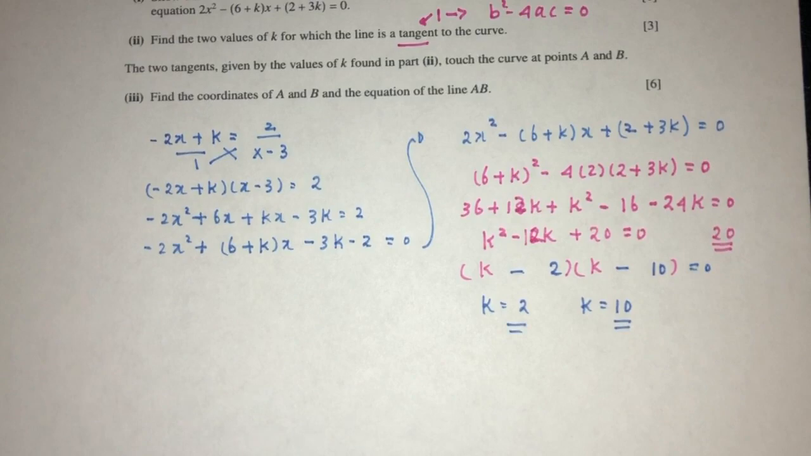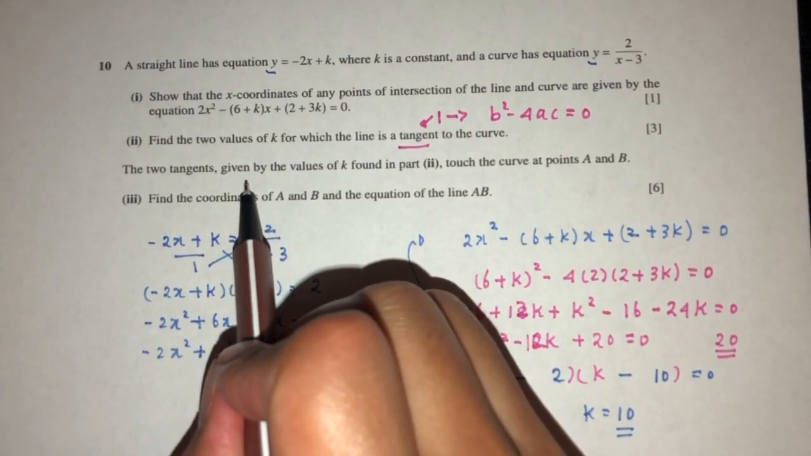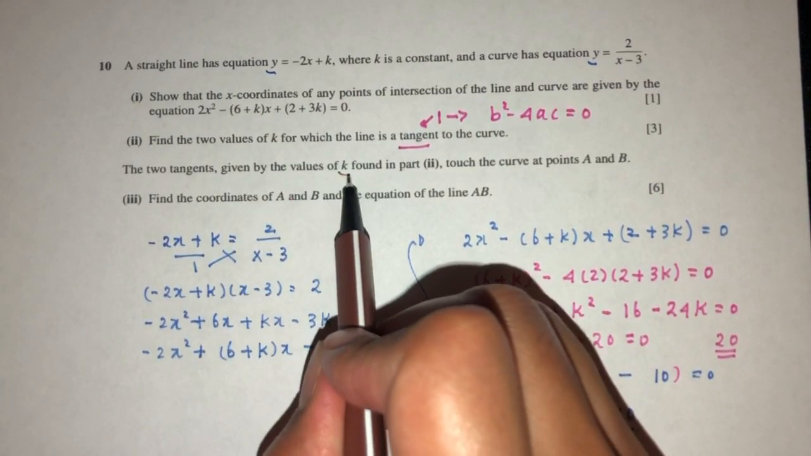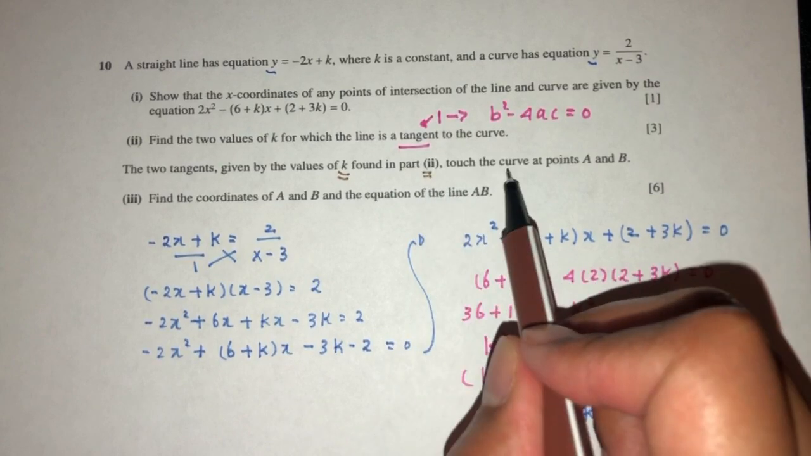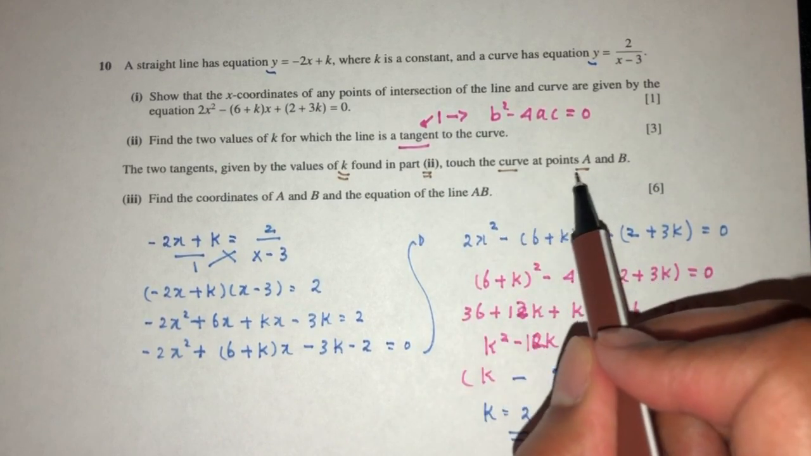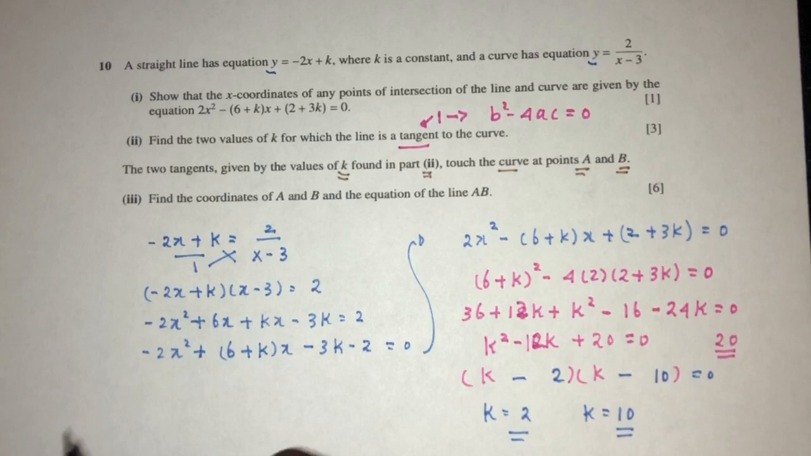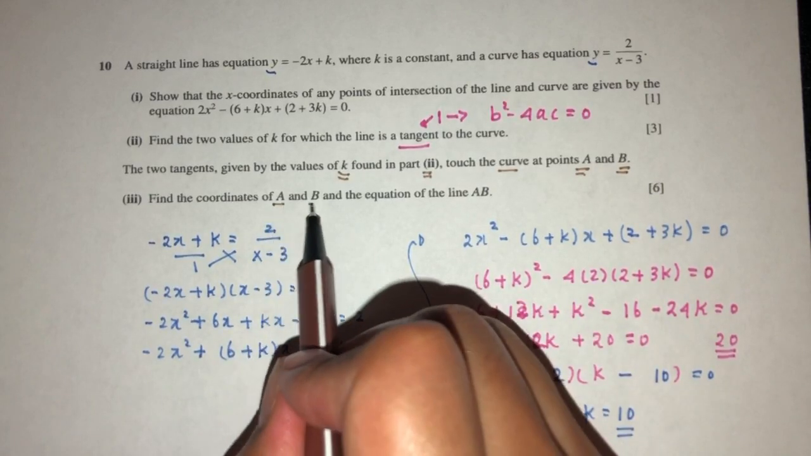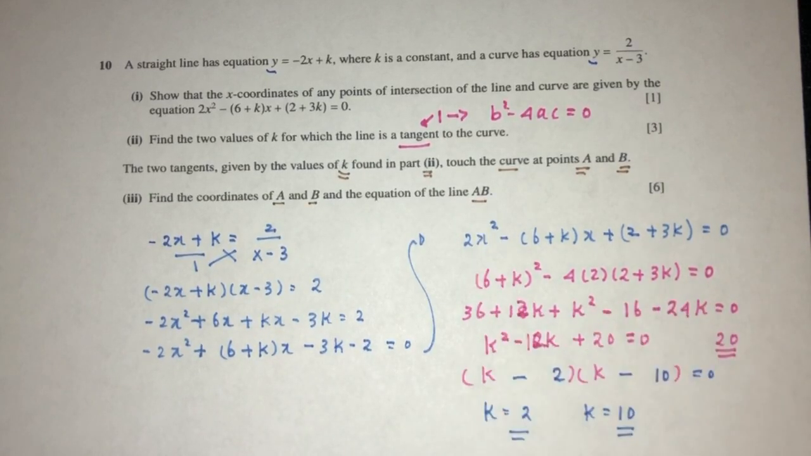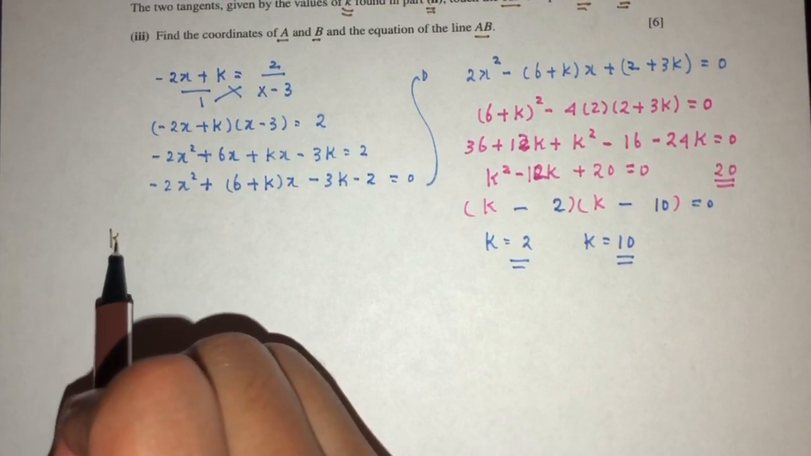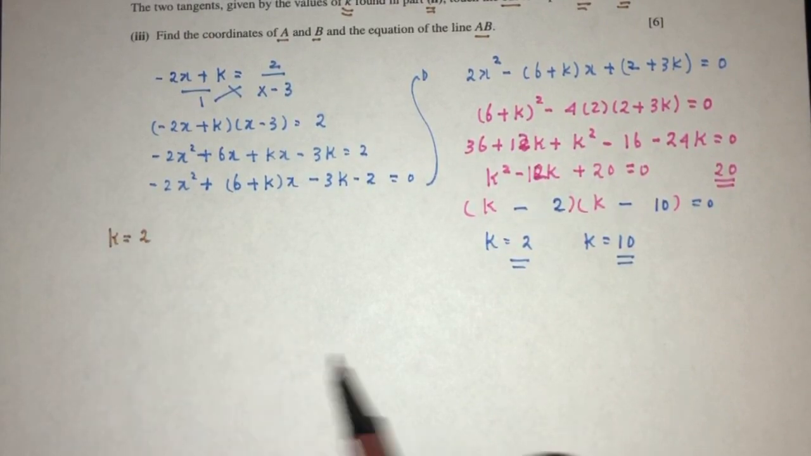Now, the two tangents given by the values of k, found in part 2, touch the curve at the point A and the point B. So we have to find the point A and the point B and find the equation of line AB. So let's find the points. When k is equal to the value of 2, what is the equation?